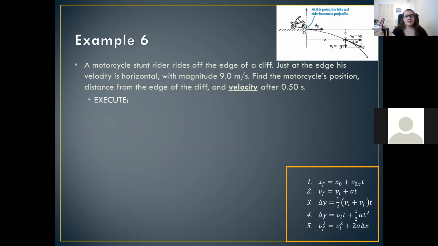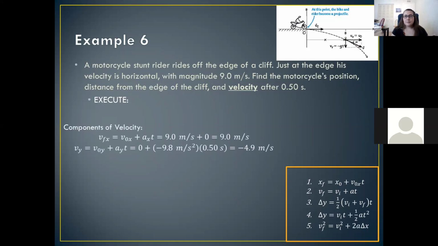Now we're going to find our velocity at that moment. So I'm going to break it down into the components first because we have all of our x stuff that we need and all of the y stuff that we need. So before we find the magnitude of the velocity, we're going to find each part of it separately. Our final x velocity is initial x velocity plus our x acceleration times time. This is equation 2. Our initial x velocity, again, is 9. There's no acceleration in the x direction because gravity doesn't pull sideways. And so 9 is our final x velocity as well.